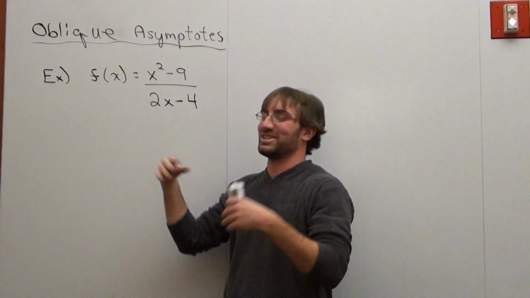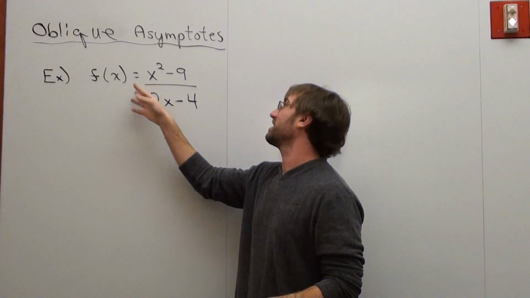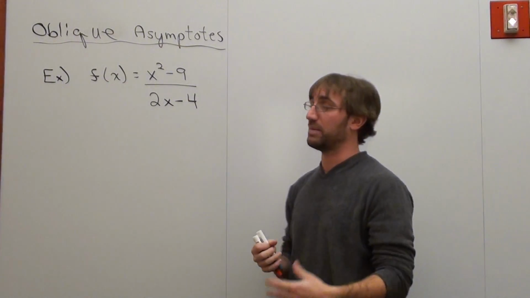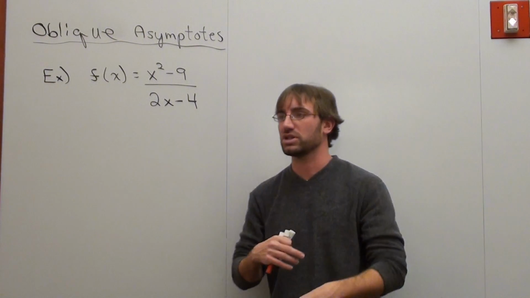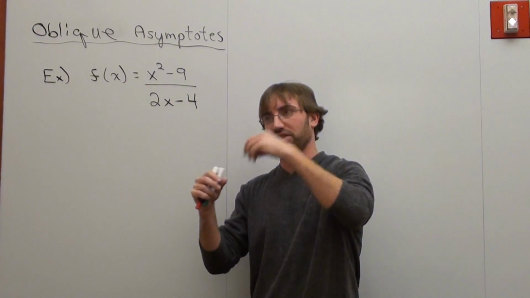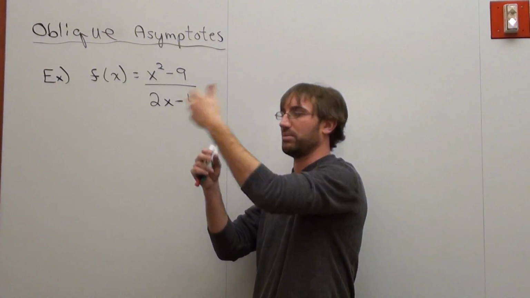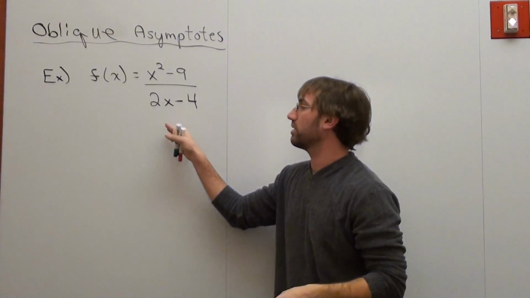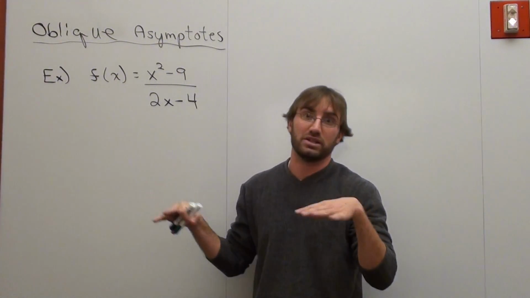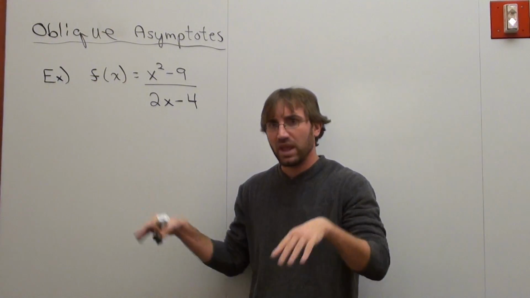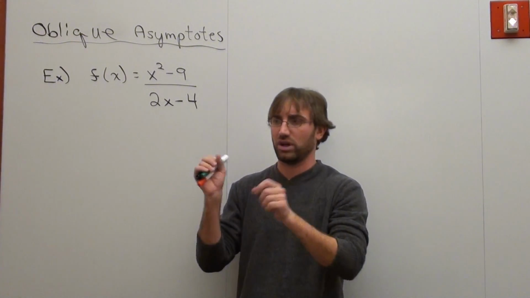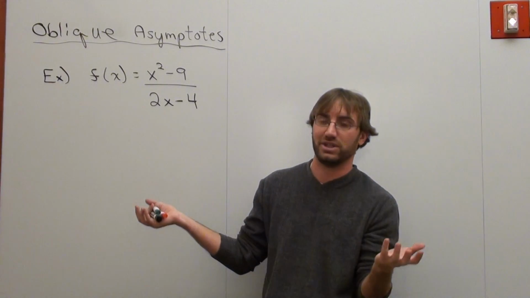Pardon me. So we've got this function of x where it's equal to x squared minus 9 over 2x minus 4. And basically what we were talking about before was horizontal asymptotes. If the degree of the numerator, that is, the exponent of the highest term in the numerator, was smaller than the denominator, then the horizontal asymptote was at 0. If they were the same, then you divide by the degree, and whatever your leading coefficients are, that's your horizontal asymptote.